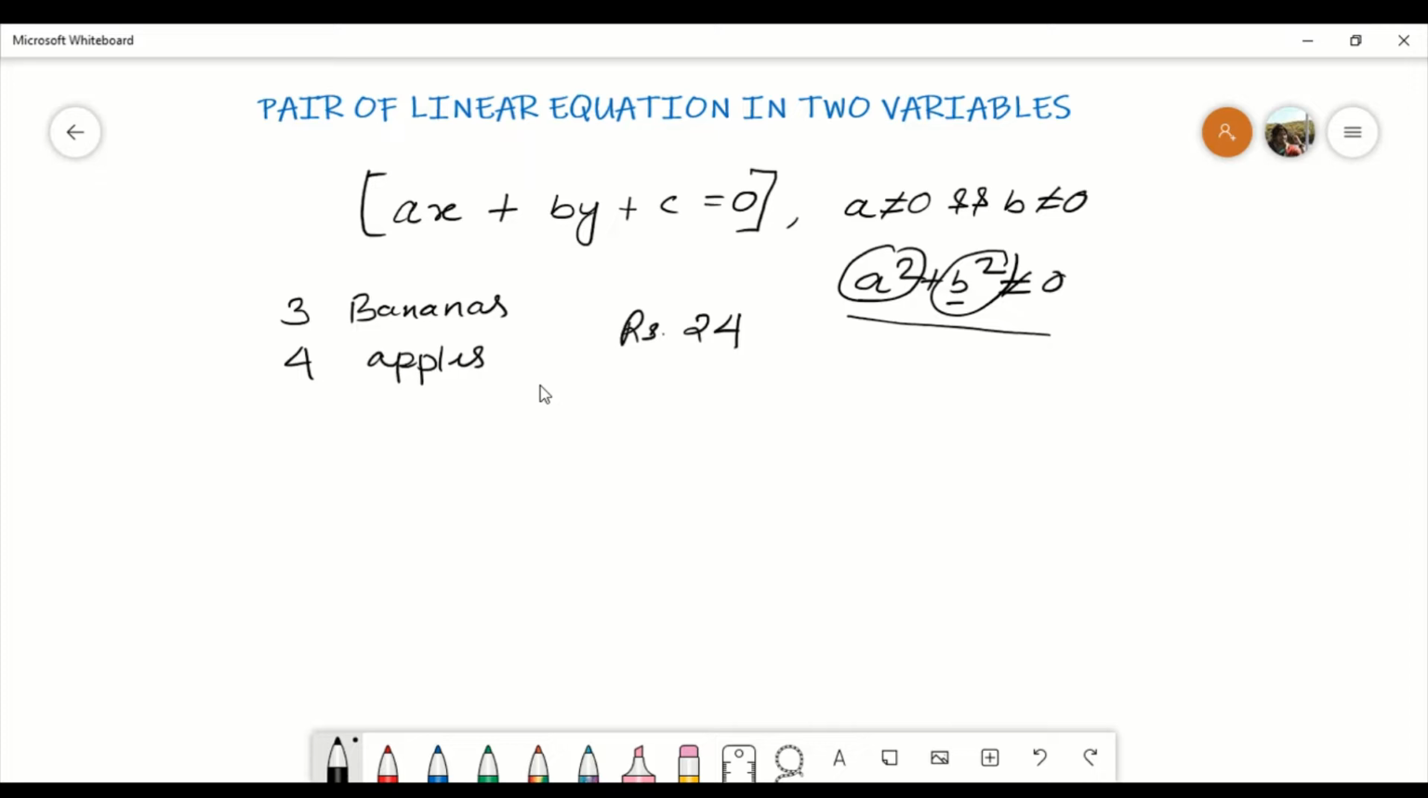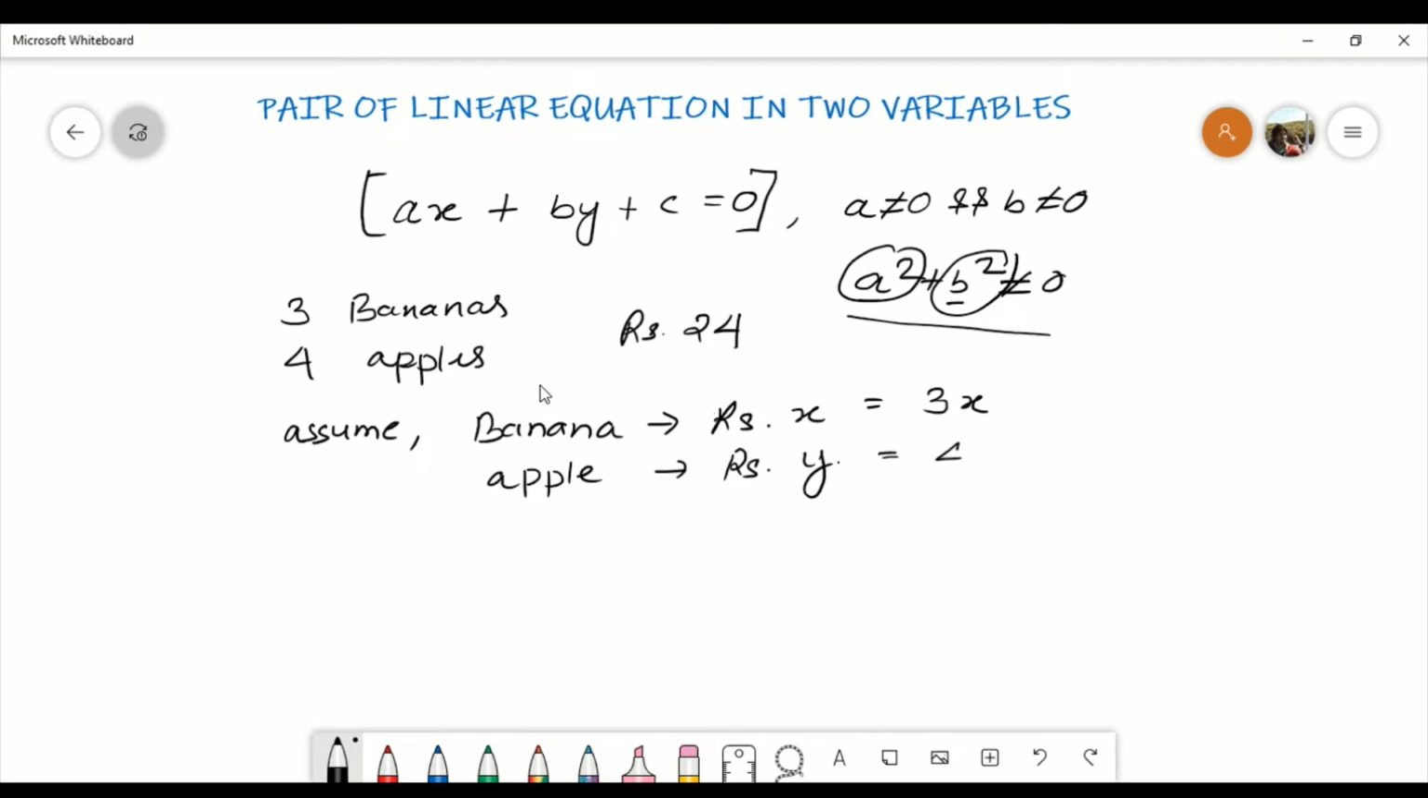Assume that the price of a banana is rupees x, and similarly we'll assume the price of one apple is rupees y. Then the price for 3 bananas would be 3x, and the price for 4 apples will be 4y. Since Robin paid a total of 24 rupees, we can say that 3x plus 4y equals 24, because this is the price he paid for banana, this is the price he paid for apple, so the total price will be the summation of them. So 3x plus 4y is 24.